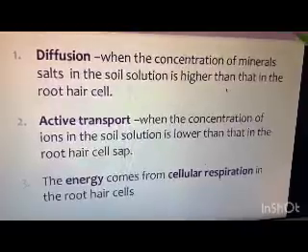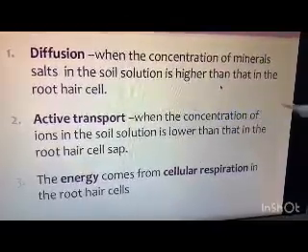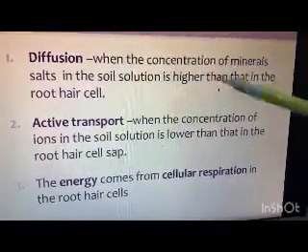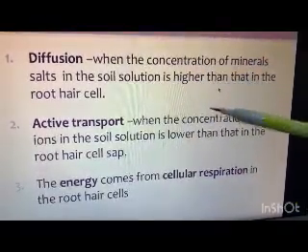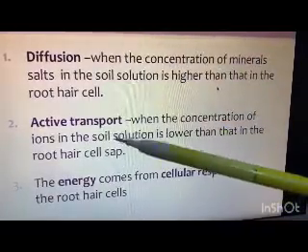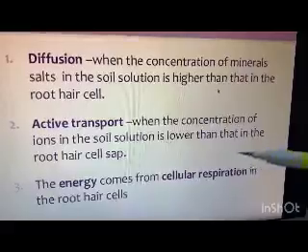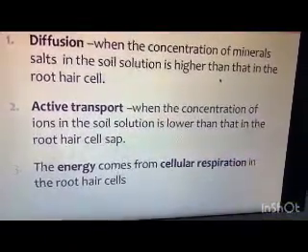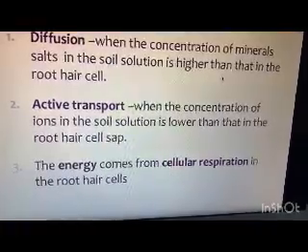Active transport. Now what is active transport? In active transport, the concentration of ions in the soil solution is lower than that in the root hair cell sap. The energy comes from cellular respiration in the root cells.